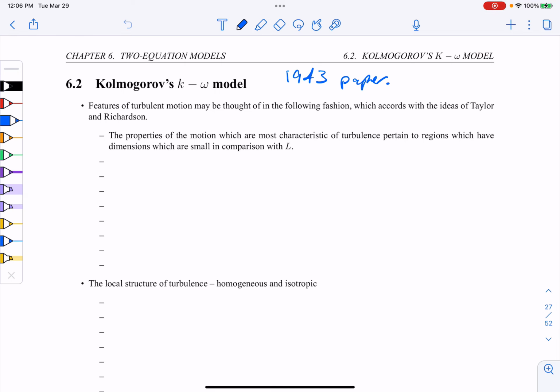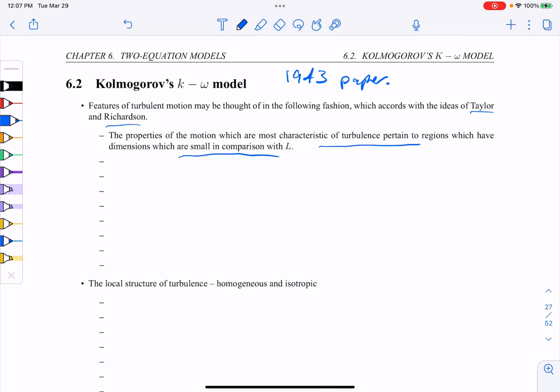So he didn't find these equations through a derivation. He already had a Reynolds-averaged equation, and he obviously knew about the K equation, and to form a 2-equation model, he proposed a transport equation for omega. And he was inspired by some of the researchers in the United Kingdom. Now, he based it on dimensional analysis, and he noted that the properties of the motion which are most characteristic of turbulence pertain to regions which have dimensions that are small compared to L.